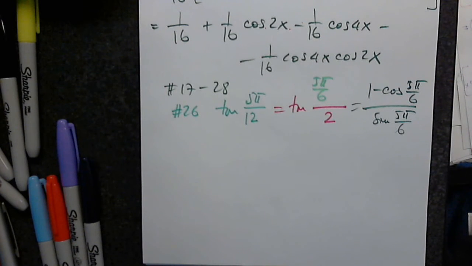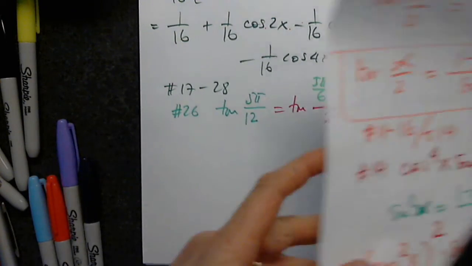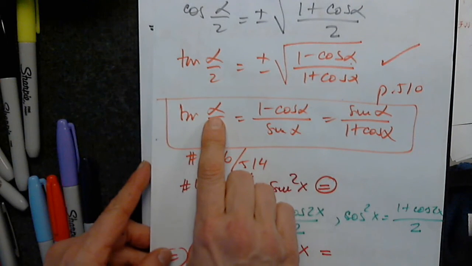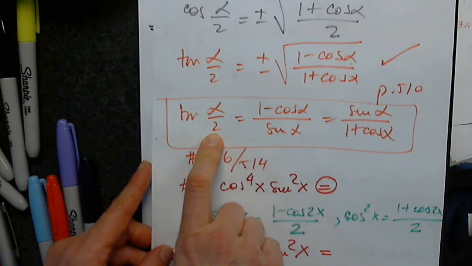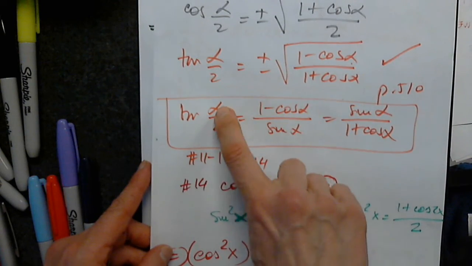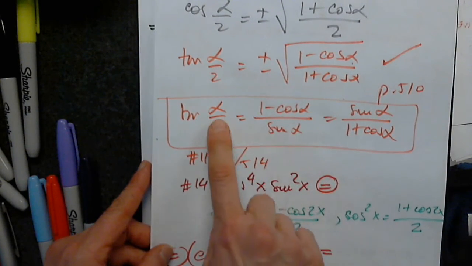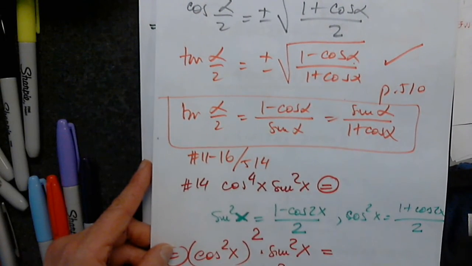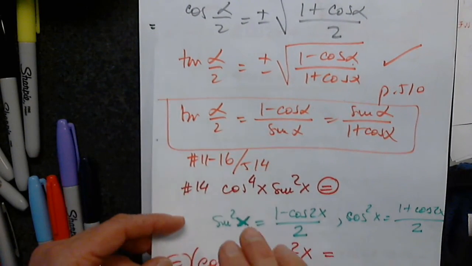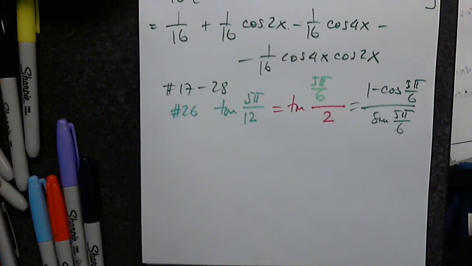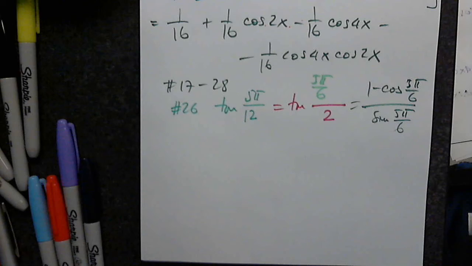So one more time. Tangent of 5 pi over 6 over 2 is 1 minus cosine 5 pi over 6 over sine 5 pi over 6. Right? Once we identified alpha, now in the formula I only have alpha, and alpha was identified to be 5 pi over 6. So what will I have to do now? What will I have to determine in order to get this done?